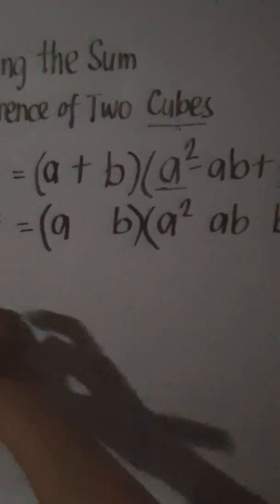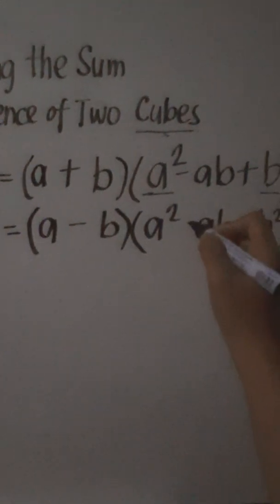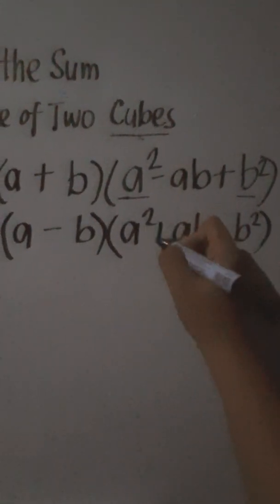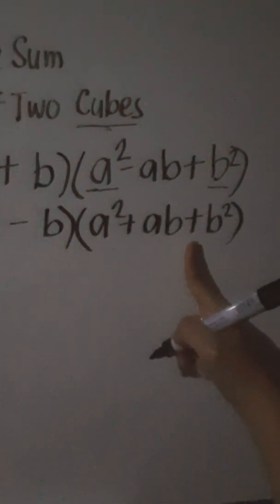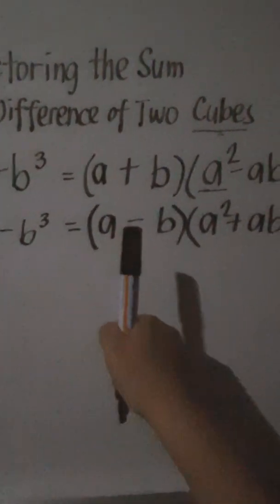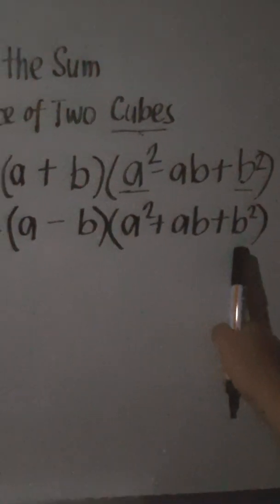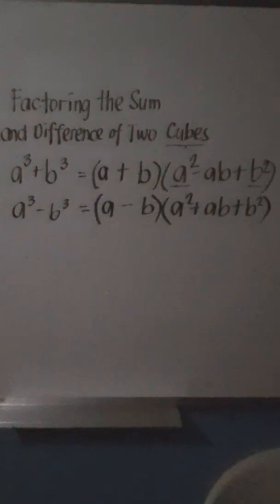This time, maglahi ra sila sa sign, because we will follow this sign. Minus. Since minus man siya, ang sunod natong gamiton kay plus. And the last term is always positive. So again, if difference atong gisolve, the pattern for the signs will be minus, plus, plus. So this is how our pattern will look like.